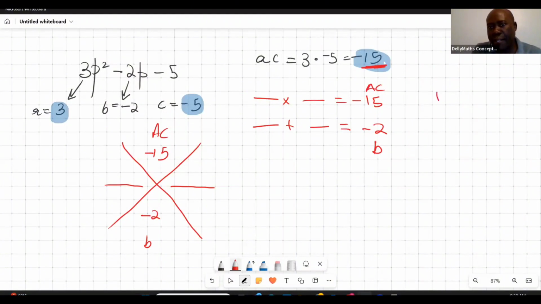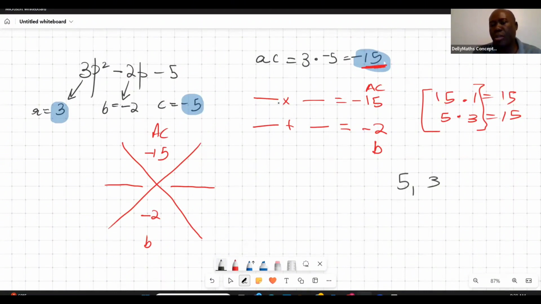So let us think of 15. 15 times 1 gives 15. 5 times 3 gives 15. These are the only possible pairs that could multiply to give 15, so I'll be picking from these. Which one of these could I get a 2 from? Well, definitely the 5 and the 3.